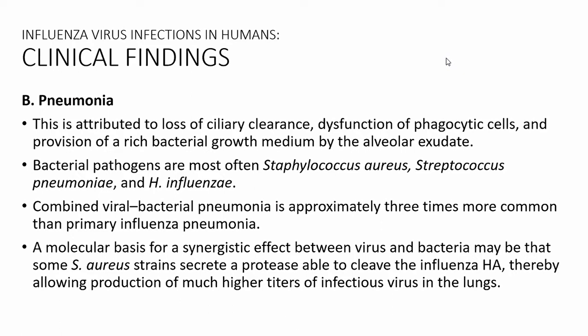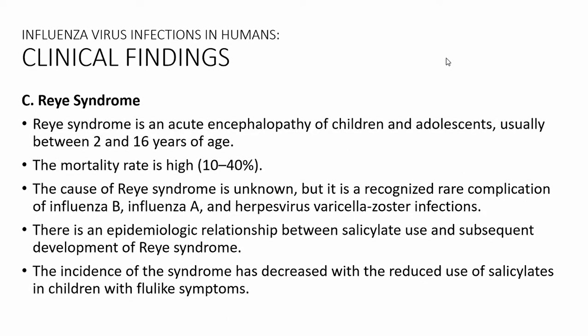Combined viral bacterial pneumonia is approximately 3 times more common than primary influenza pneumonia, and a molecular basis for a synergistic effect between virus and bacteria may be that some S. aureus strains secrete a protease able to cleave the influenza HA, thereby allowing production of much higher titers of infectious viruses in the lungs.